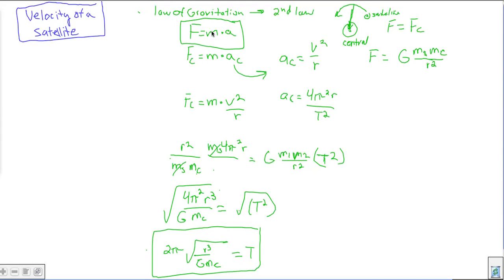Hey students, welcome back. So in this one I want to show you how the second law, which is force equals mass times acceleration, can be used to solve for the velocity of a satellite. So in space you have, say this is the sun, the earth revolves around it, or say this is the earth, a satellite goes around it. Well, you need to know the velocity of a satellite.